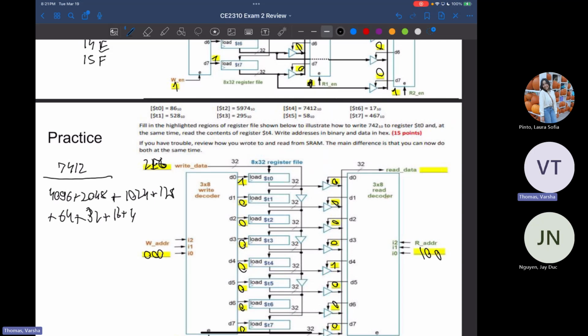So now we write that in binary. 4,096 we have it, so it'll be 1. We have 2,048, 1. We have 1,024, so it'll be 1. 512 is a 0. 256 is 0. 128 is 1, 64 is 1, 32 is 1, 16 is 1. We don't have 8, so it's 0. We have 4, so let me double check if it's 4. Yeah, it's 4. So we have 1 and 0, 0.